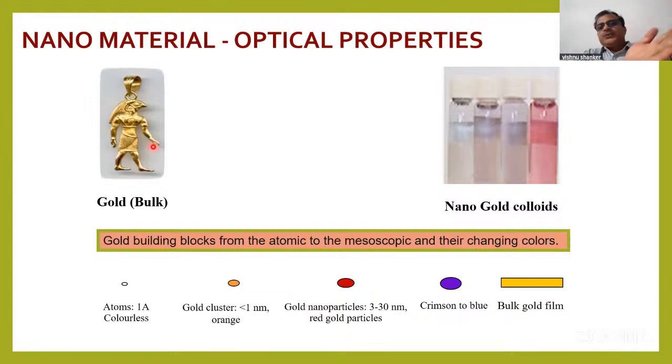But when you make it into the nanoscale, nanocolloidal gold nanoparticles, then you will get a variety of colors. People who don't know the science behind it will be surprised, wondering whether it is gold or not. But you can make it. You can synthesize various sizes of gold nanoparticles and get a variety of colored colloidal solutions. That is another example you can show of the effect of nano.